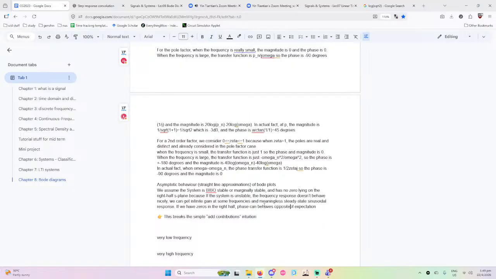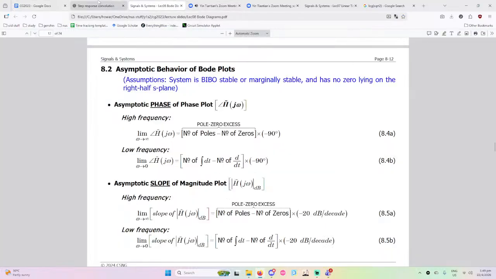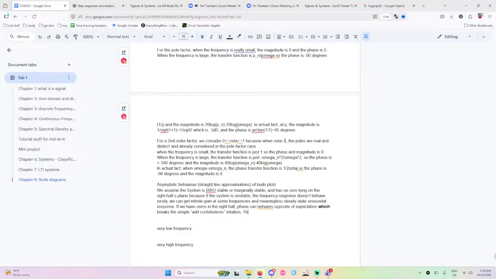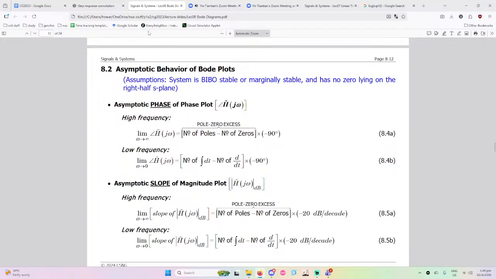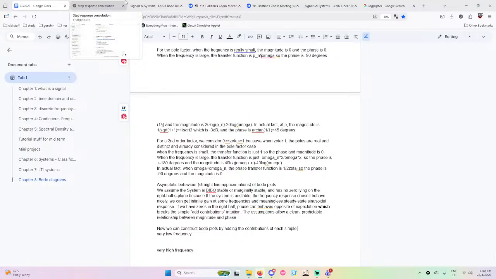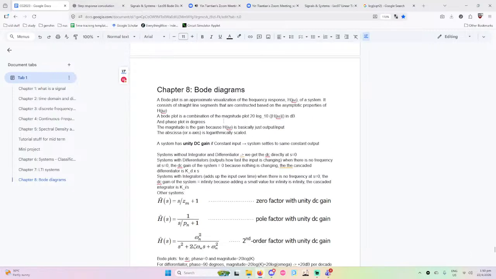So in the high frequency case, for the DC gain, what is the slope of it? What is the slope of the DC gain here? 0. And what is the phase of it? 0 degrees. And in the second case, we have the differentiator. So for the differentiator, what is the slope of it? The slope of it is equal to plus 20 dB per decade. How about the phase of it? 90 degrees. Then for the integrator, what is the slope of it? Minus 20 dB per decade. How about the phase of it?